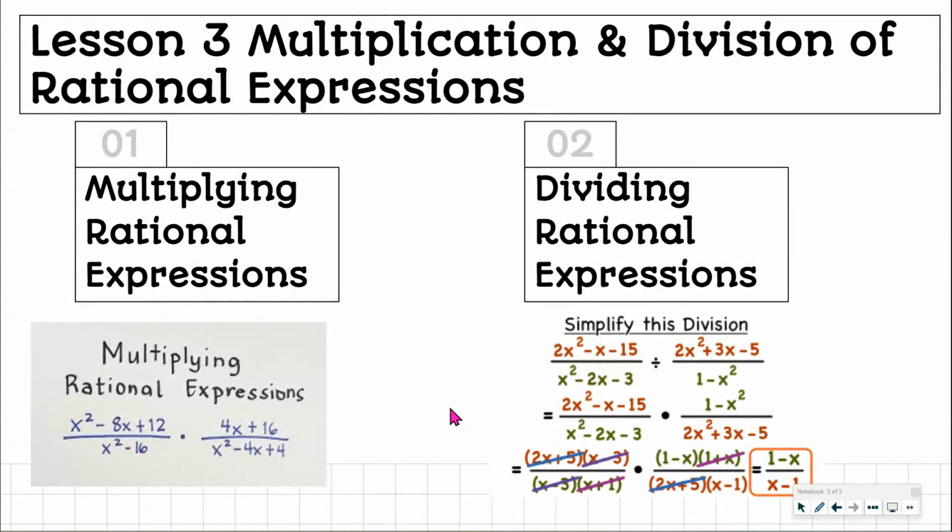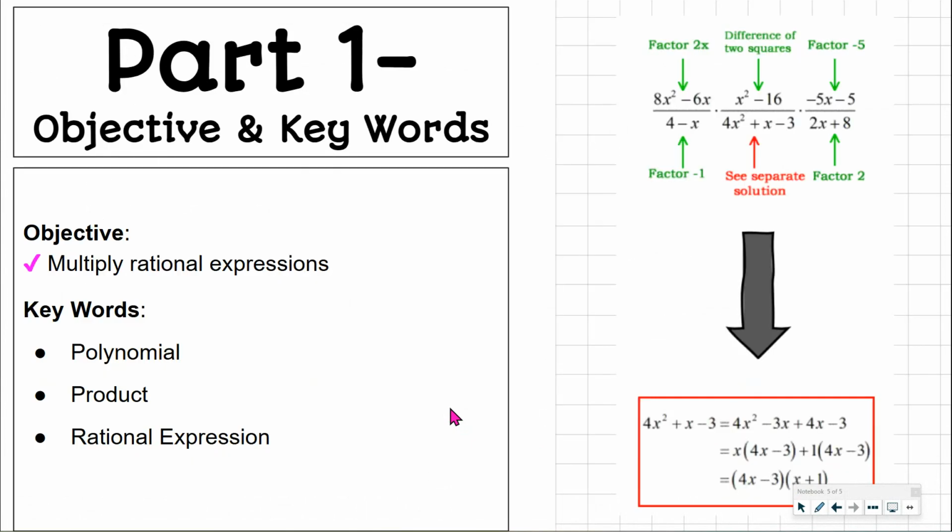So multiplying straight across is going to be a lot easier when we have factored down the polynomials. And then division is going to be just the inverse of multiplication. In fact, we're going to flip it and turn it into a multiplication problem and then proceed with our simplification and multiplication. So let's dive in. Our first objective is to multiply rational expressions.